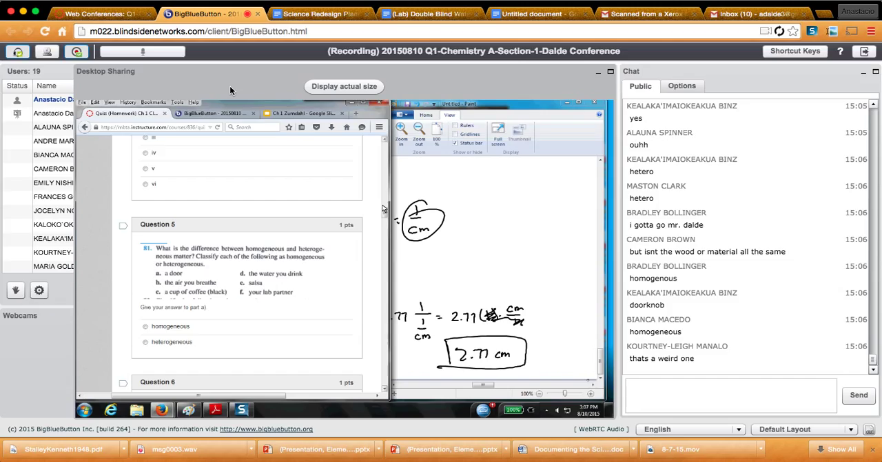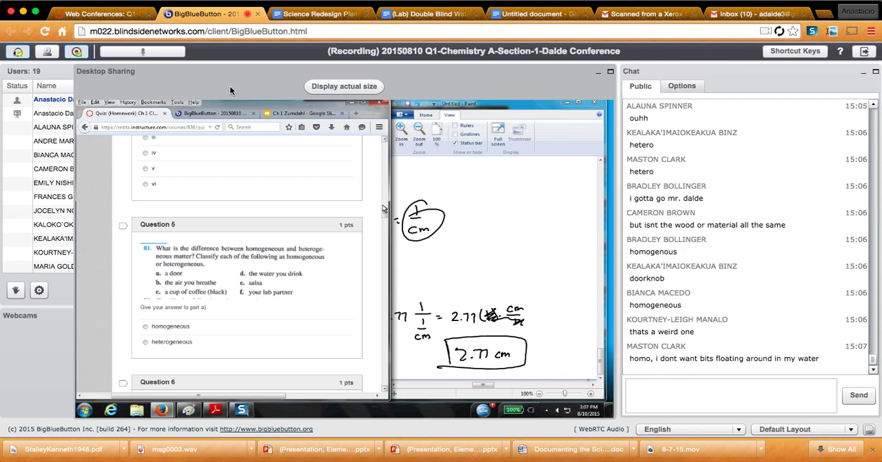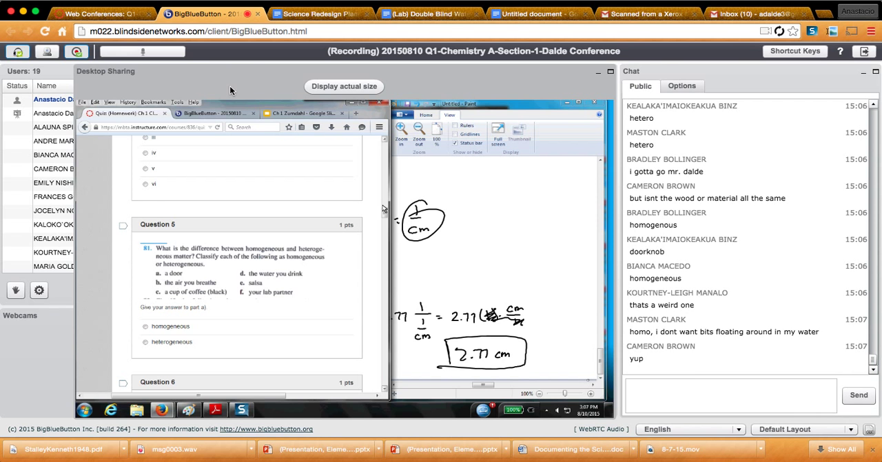Got it? Let's see, for part D, the water that I drink. Also, I would hope that that's homogeneous. I don't want it to be heterogeneous. Salsa is heterogeneous because you can see the different things. I sure as heck don't want my water to look like salsa. It's a horrible image. Well, that's what I'm saying. I'll never forget that because that's gross. You want it to look like this. Yeah, I want my water to be homogeneous because I don't want bits of floating stuff in my water.